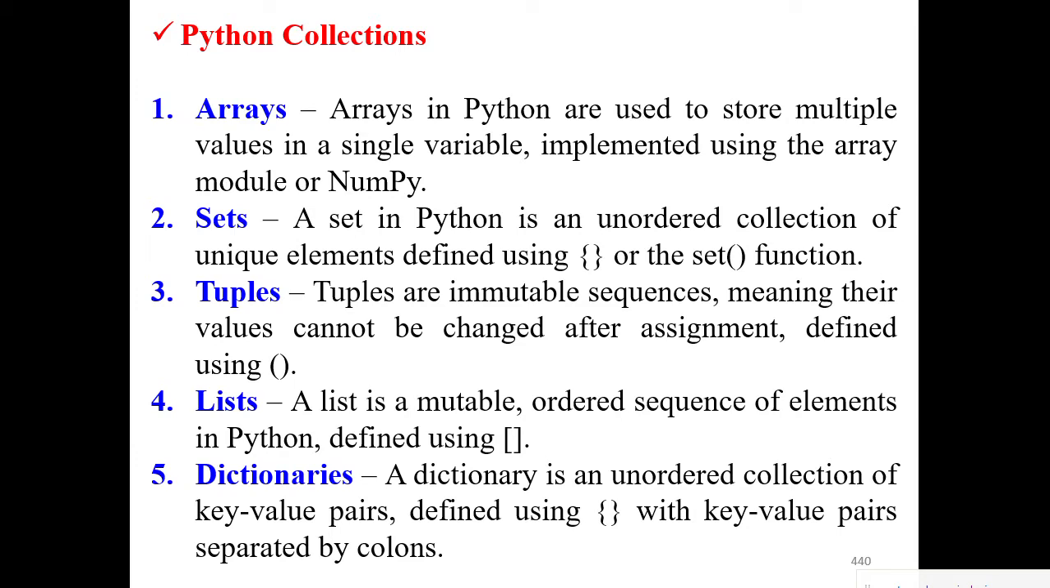A set in Python is an unordered collection of unique elements defined using curly braces or the set function. Tuples are immutable sequences, meaning their values cannot be changed after assignment, defined using parentheses. A list is a mutable ordered sequence of elements in Python defined using square brackets. Dictionaries, I will show you in the practicals. A dictionary is an unordered collection of key value pairs defined using curly braces with key value pairs separated by colons.